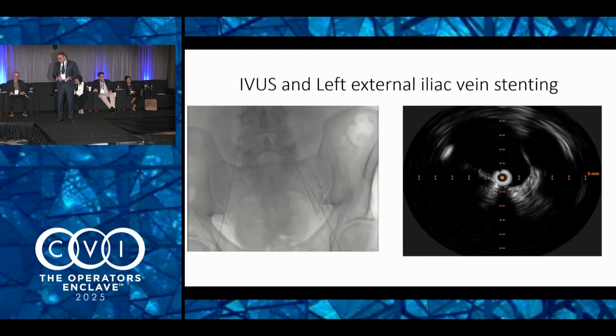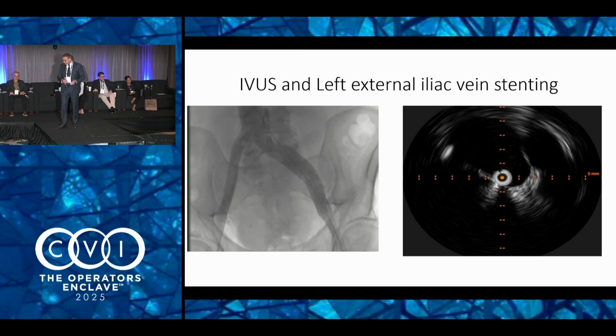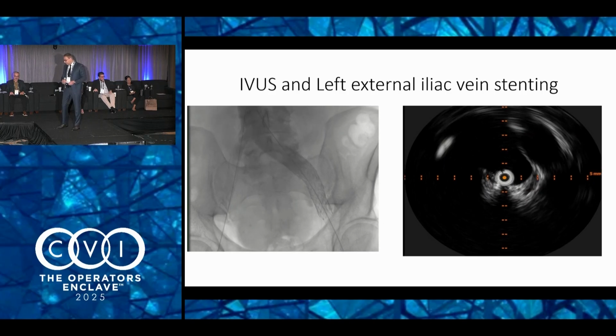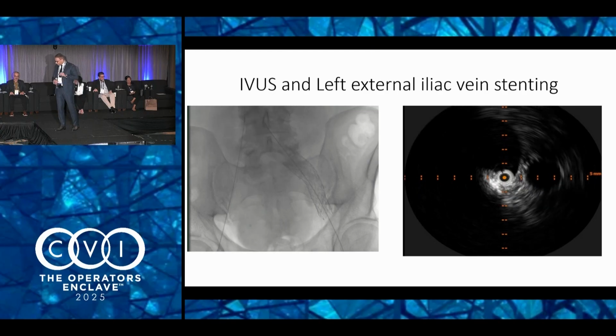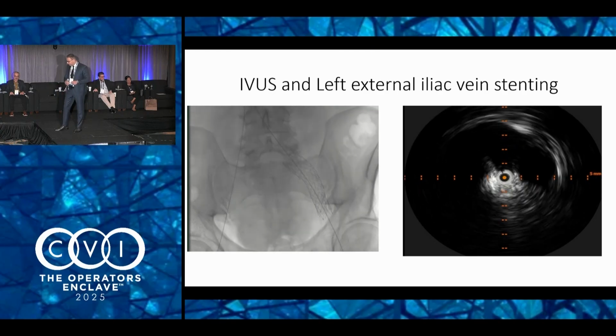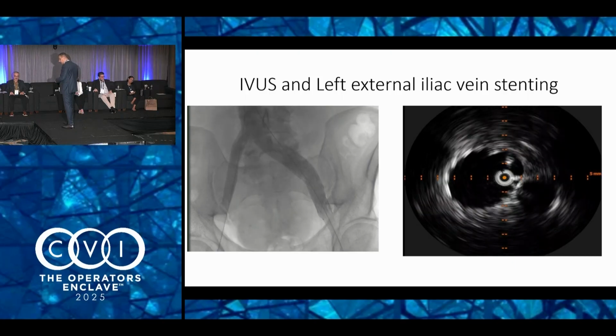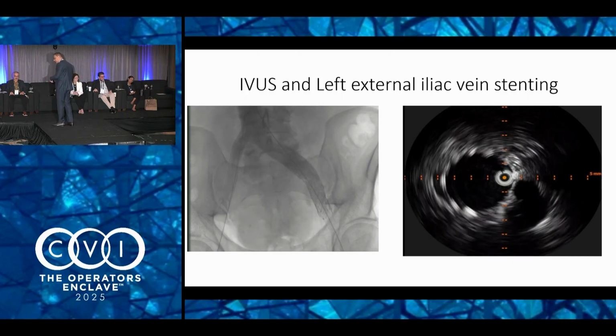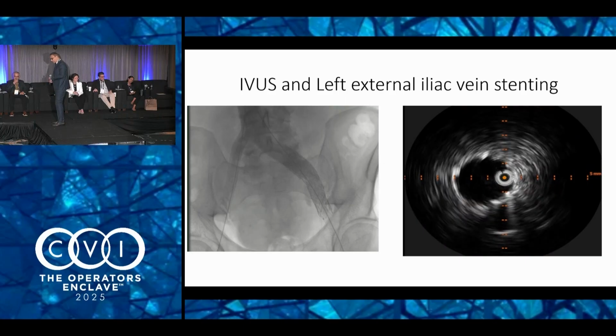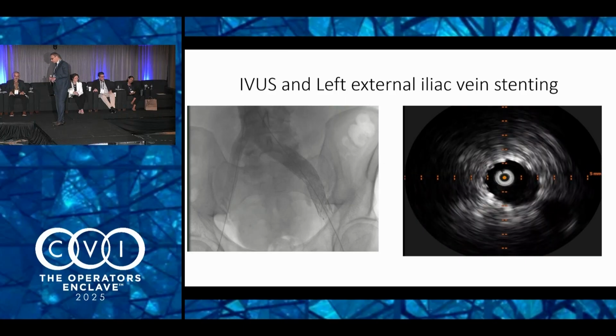So I went ahead and did a stent into his iliac vein, and that was followed by an IVUS that showed great apposition and expansion of the stent throughout. And you can see the stent coming in right there. If I remember well, I used an 18 millimeter Abre in this case.